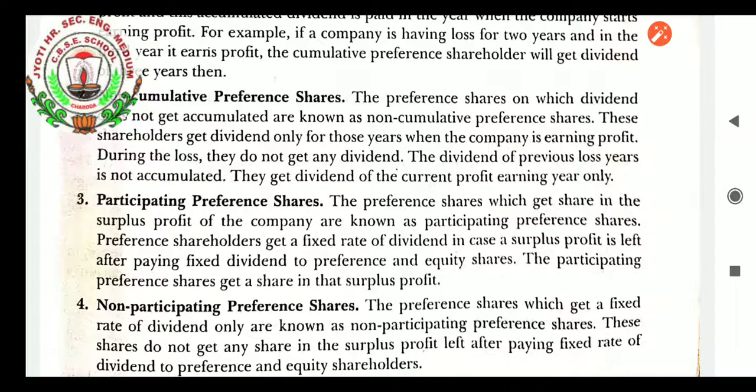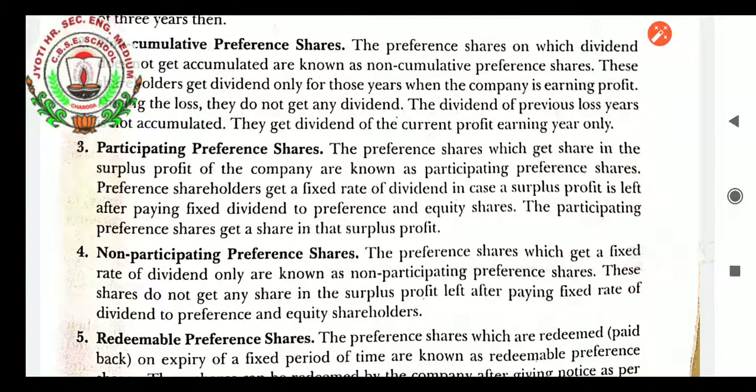As I already said, these preference shares get a fixed rate of dividend, but participating preference shareholders also have the right to get a part of the surplus profit. The surplus profit normally goes to the equity shareholders, and preference shareholders have no rights over it. But if the preference shareholder is a participating preference shareholder, then they will also get a share of the surplus profit of the company. That's why they are called participating preference shares.